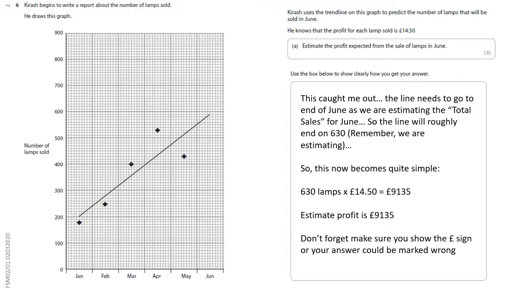What you actually need to remember is you're estimating the total sales for June. So you need to keep measuring that line up until it gets to the end of June. So the line roughly ends on 630. Remember, we are estimating. So technically this becomes quite a simple case. It's multiplication. It's your 630 lamps times £14.50, which gives you 9,135. So the estimate profit is £9,135. As I said before, make sure you show the pound sign or your answer could be marked incorrect, which is the last thing that you want.